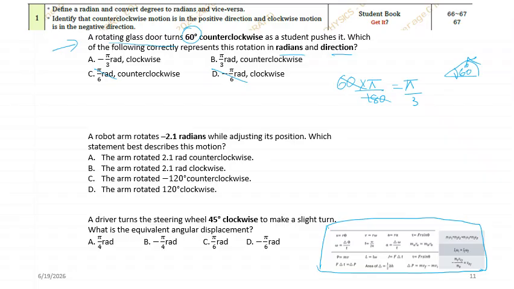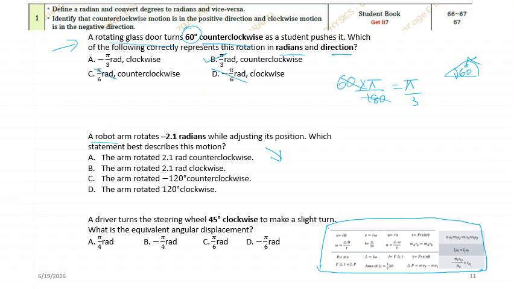Now we have two options connected with pi by 3. One is minus pi by 3 rad clockwise and the other is pi by 3 rad counterclockwise. As it mentioned counterclockwise, which one would it be? It will be B. Now let us look at the next question.